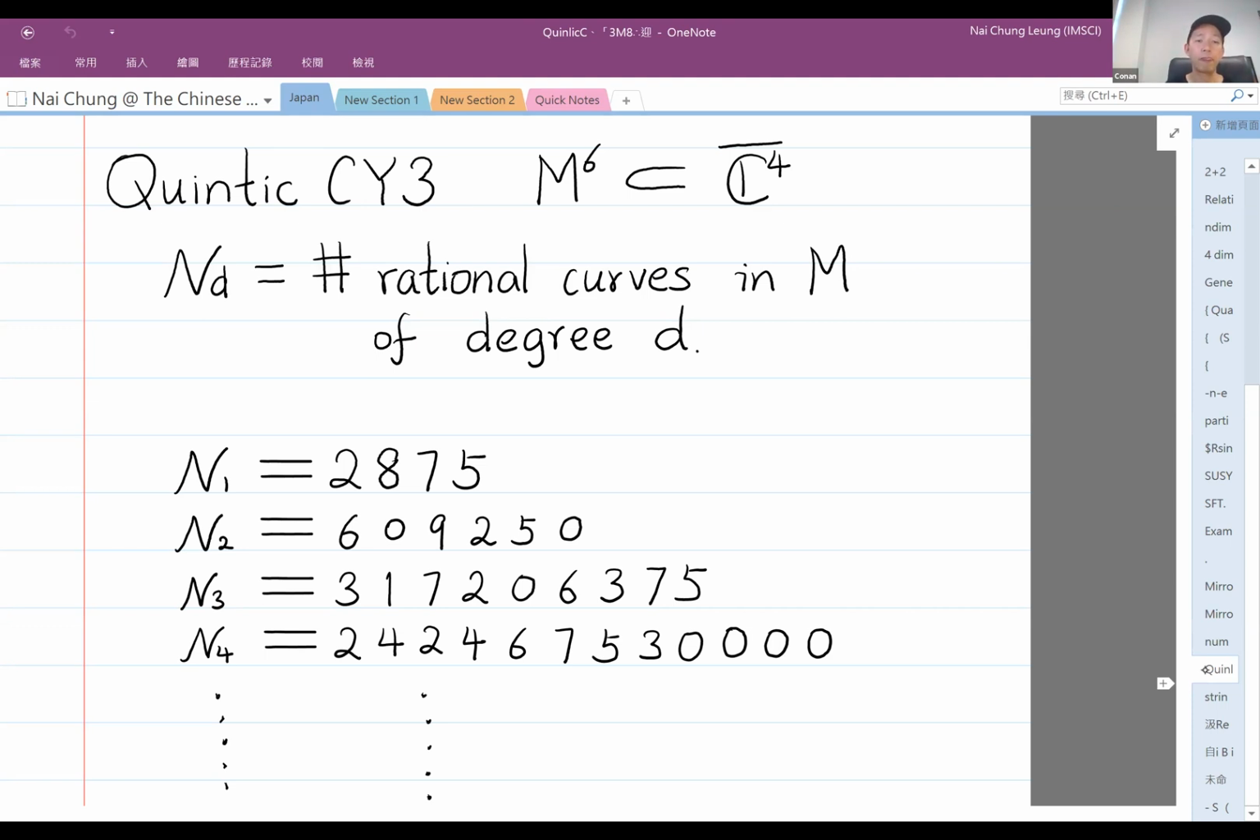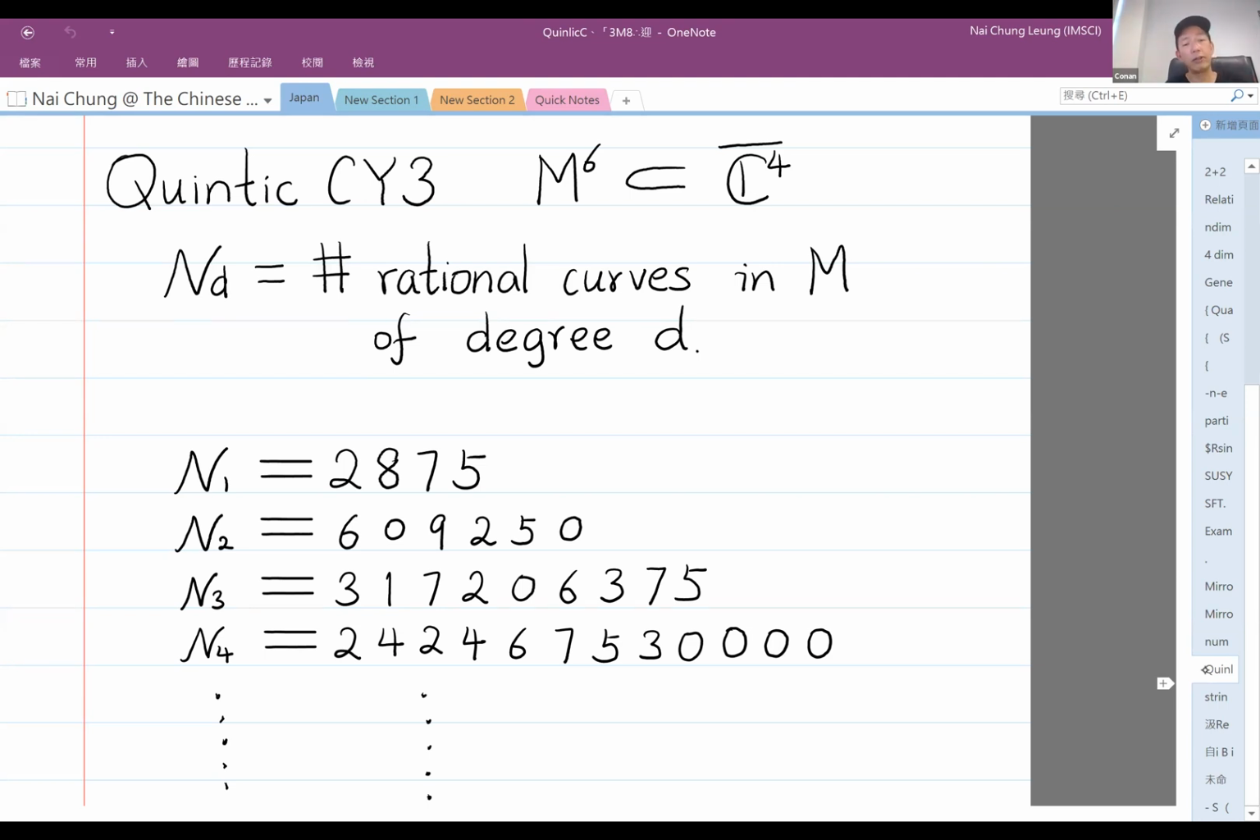How about degree 2? That was computed by Sheldon Katz, right before mirror symmetry. So when mirror symmetry came up, they tested this one, and how many is it? 609,250.